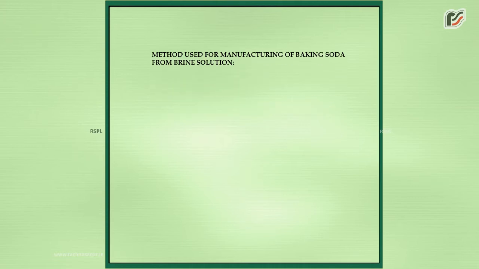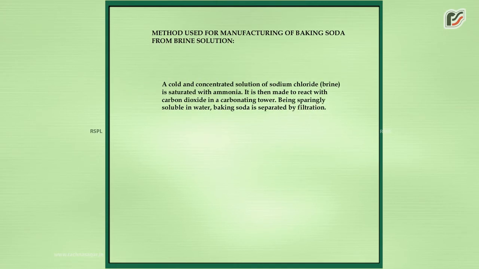Method used for manufacturing of baking soda from brine solution. A cold and concentrated solution of sodium chloride, brine, is saturated with ammonia. It is then made to react with carbon dioxide in a carbonating tower. Being sparingly soluble in water, baking soda is separated by filtration.